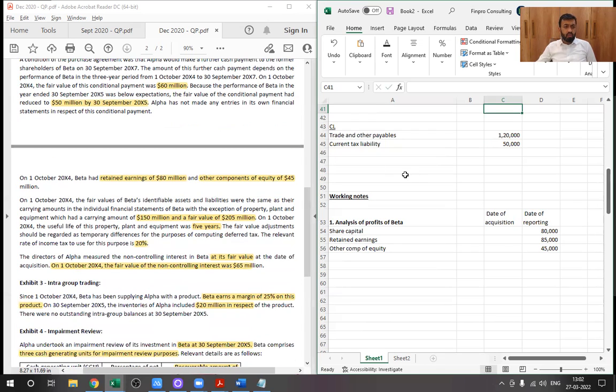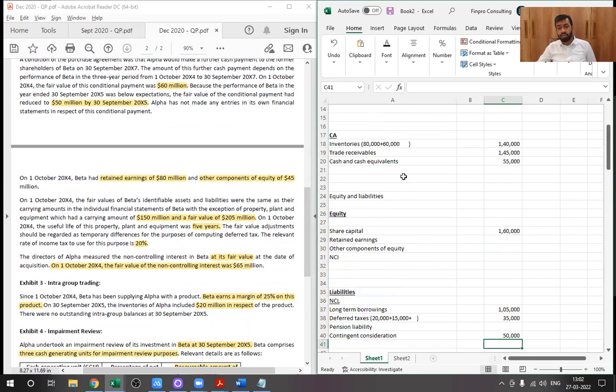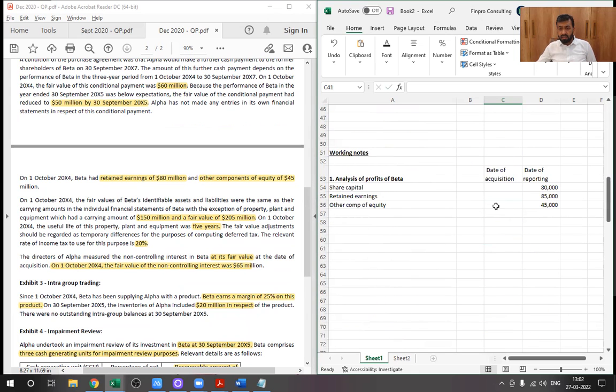On 1st October 2024, Beta had retained earnings of 80 million. So as on the date of acquisition, they have given it. Share capital is not given, it means it will remain the same. So we will write the same thing. If no information is given, it is unchanged. So I have kept it the same. Retained earnings are 80 million, so 80,000. And other components of equity are 45 million, 45,000.